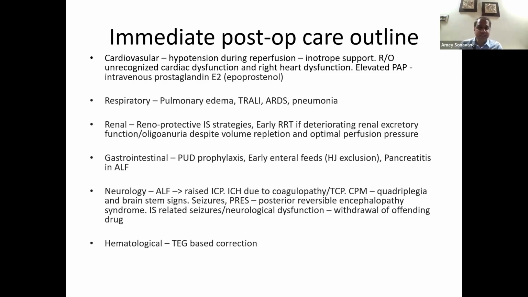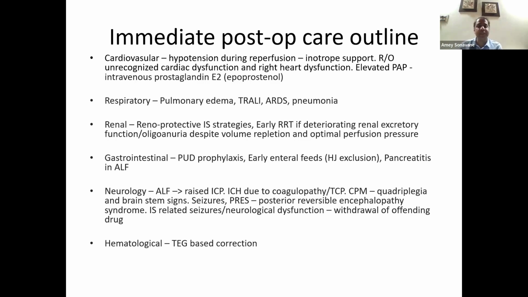In terms of the gastrointestinal system, we must ensure that these patients have peptic ulcer disease prophylaxis. If these patients have an HJ, we may delay the feeding by a few days, but early enteral feeds always help. We must look out for pancreatitis, because this is a problem in patients with acute liver failure, especially those whose acute liver failure is due to paracetamol overdose.